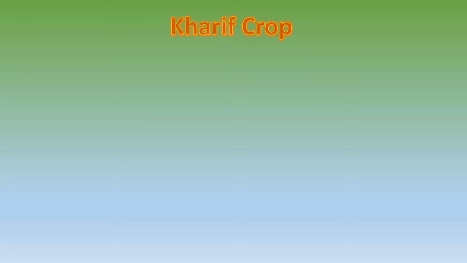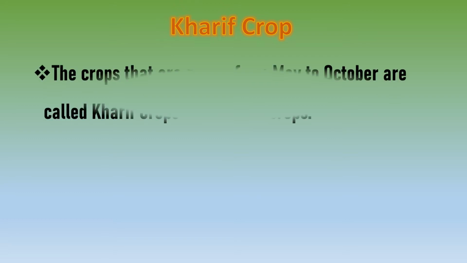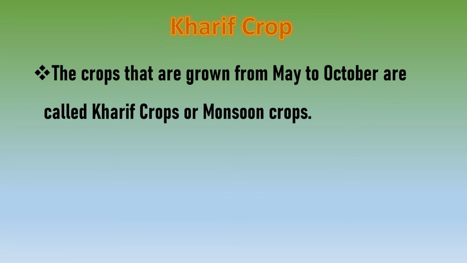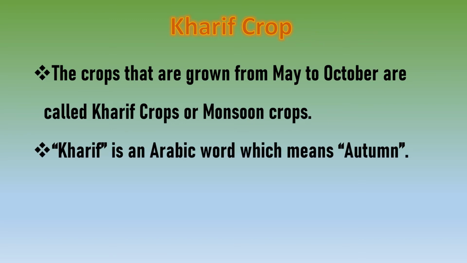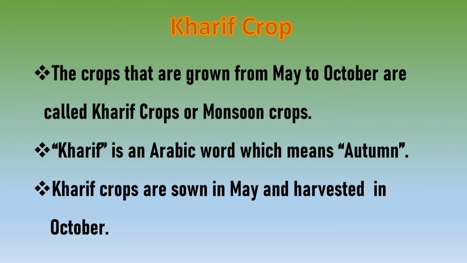Let us study Kharif crop in detail. The crops that are grown from May to October are called Kharif crops or monsoon crops. Kharif is an Arabic word which means autumn. Kharif crops are sown in May and harvested in October.